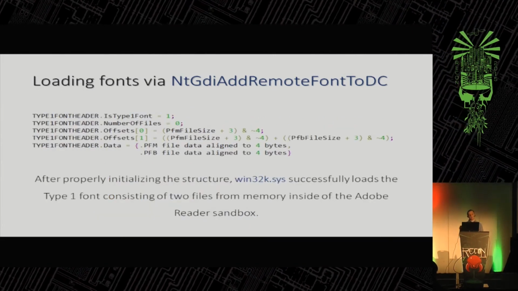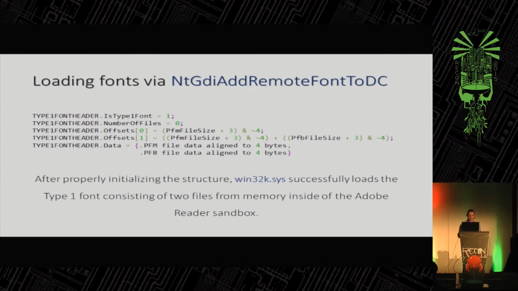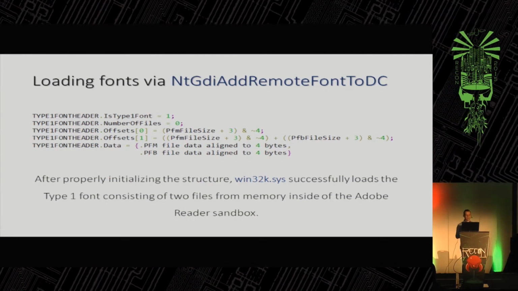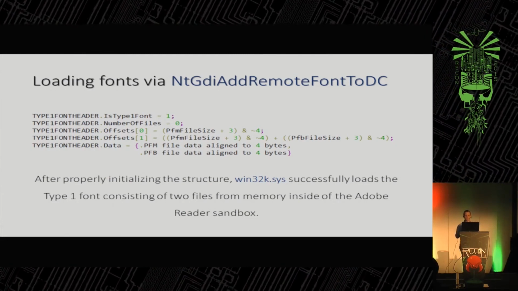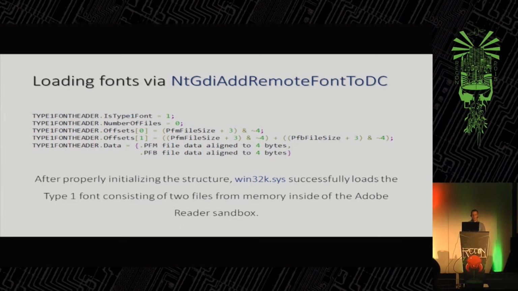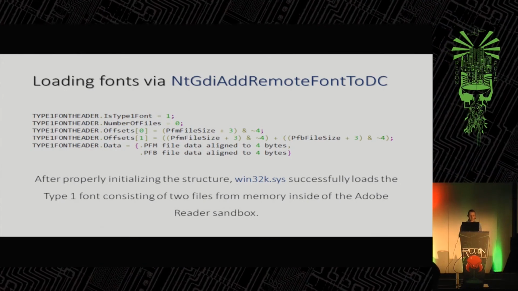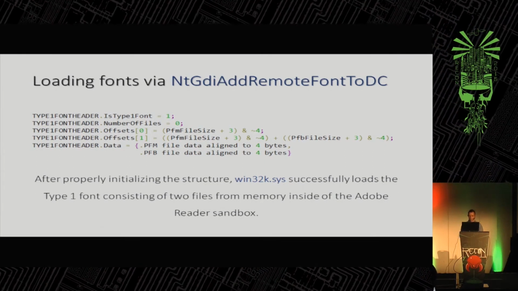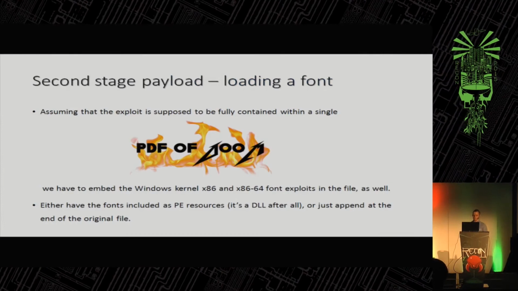So we just have to initialize the is-Type-1-font field to 1. That will make Win32k assume that we want to load a Type 1 font. And we can just say that the number of files is 0, because Win32k will anyway know that we need to load 2 files, and then we specify the offsets of the files, and after that we just put the data of the files. And after we do this, I confirmed that Win32k will successfully load the Type 1 font from memory, and we will reach all of the relevant ATMFD code paths, so we can actually attack ATMFD.